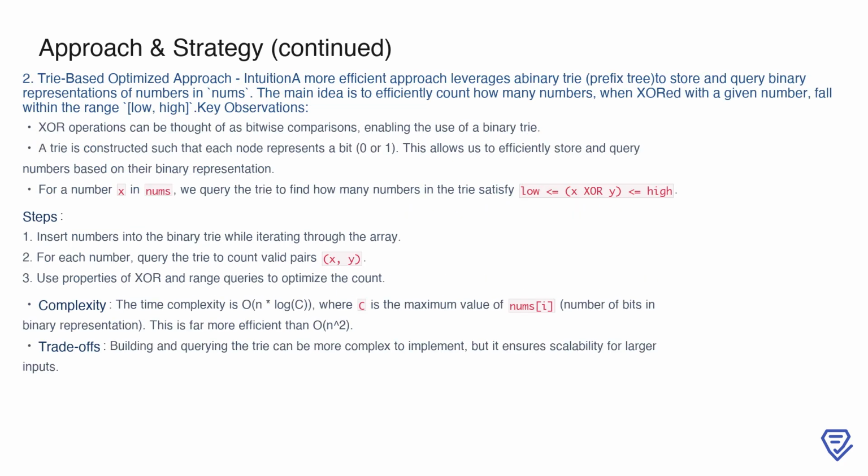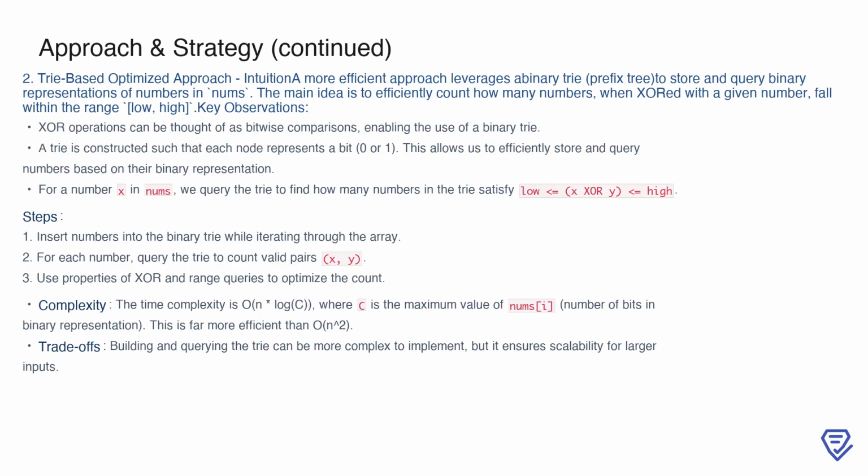A more efficient strategy to solve the problem is the tree-based optimized approach. This method is built on the observation that XOR operations are inherently bitwise, making it possible to use a binary tree, or prefix tree, to store and query binary representations of numbers. A binary tree is structured such that each node represents a single bit, either 0 or 1, which allows for efficient storage and retrieval of numbers in their binary form.